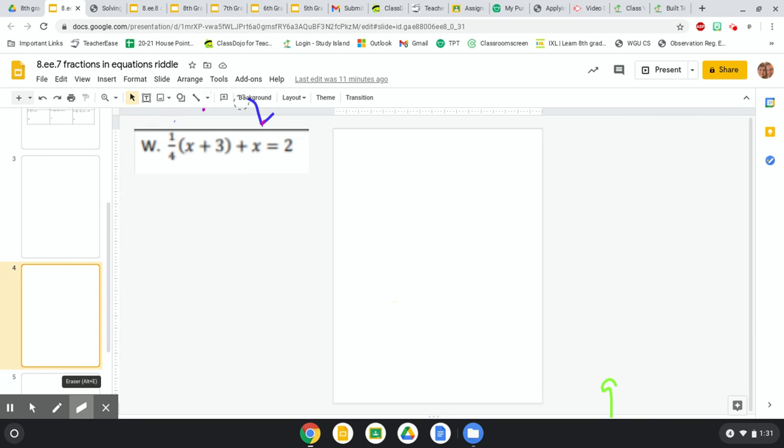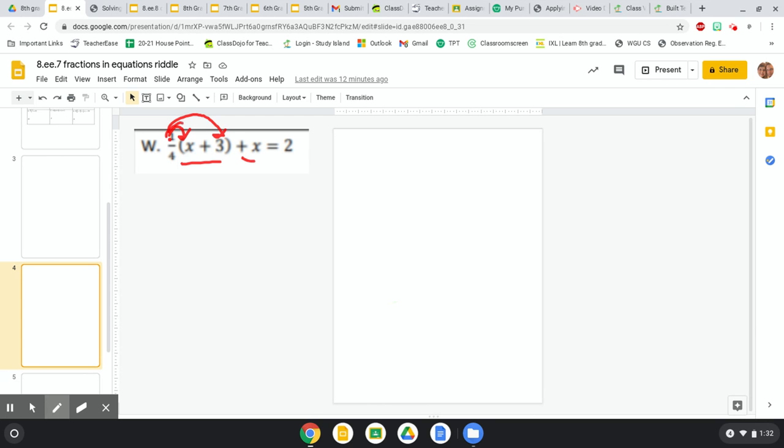All right, so for this one's letter W on this riddle here. And again, it looks like there's only one fraction, but there's some things that we have to do first in order to solve it correctly. Before I can take care of the fraction, I have something in parentheses, so I need to take care of that first. So I'm going to multiply and distribute like I would normally, using the distributive property. I'm only distributing to what's inside the parentheses. I can't do anything to this plus x over here yet because it's not in parentheses.